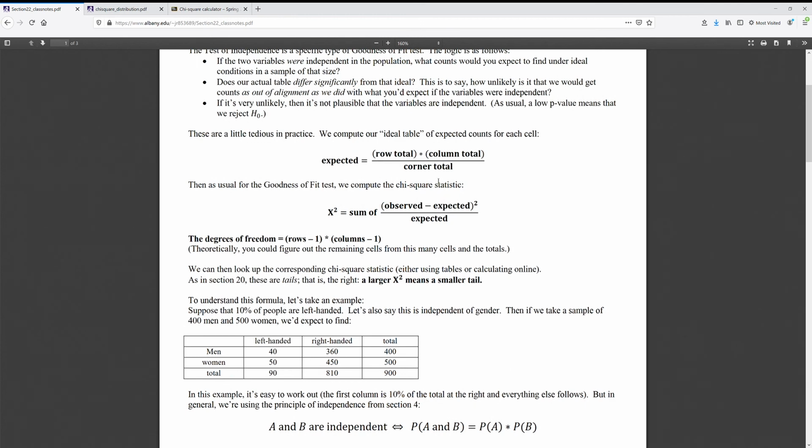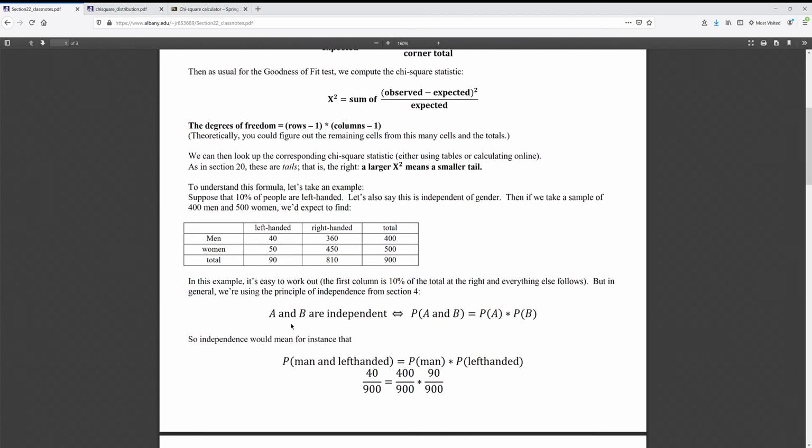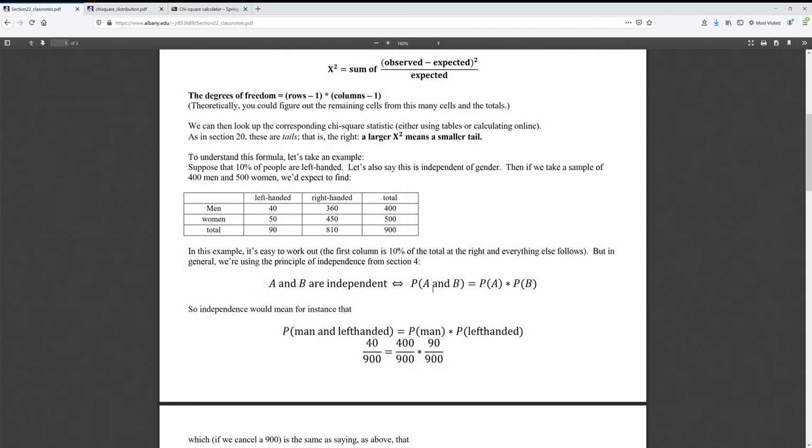Now, as for why this formula works the way it does, remember that saying A and B are independent is the same thing as saying that the probability of A and B is the probability of A times the probability of B. We didn't actually define it this way, but we did show that it was an equivalent definition. If A and B are independent, then this is true. If this is true, then A and B are independent. It comes to the same thing. So with that in mind, we can do this as probability.